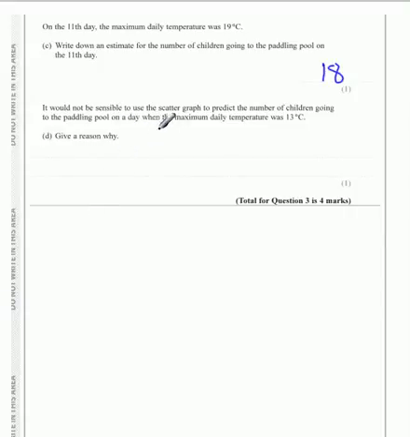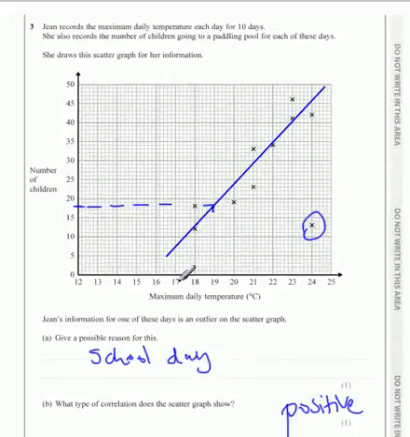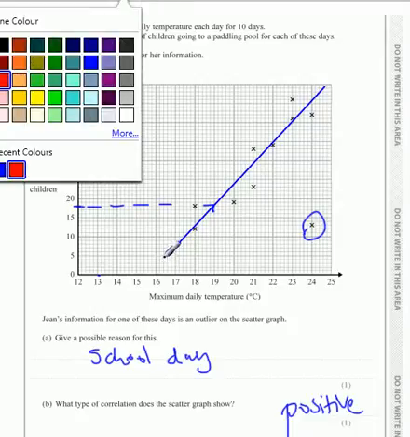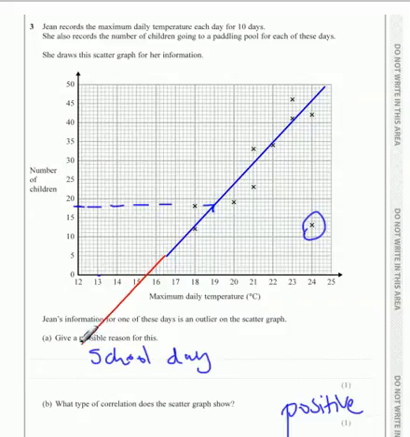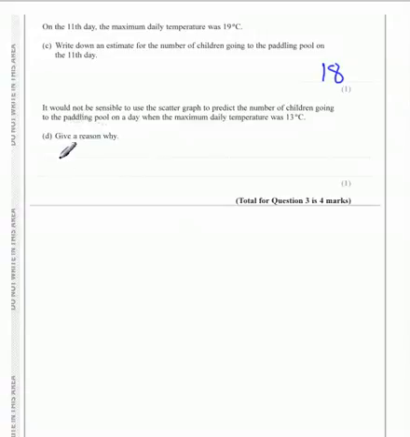It would not be sensible to use this graph to predict the number of children going to paddling on a day when it was 13 degrees. Reason why, we go back to this. So 13 degrees is down here. If we were to use our line of best fit, I'm just going to draw it in red to extend it out. It's going to go down here. So for what we've got for 13, it's down here, it's a negative number, which wouldn't make any sense. So that would give a negative frequency.